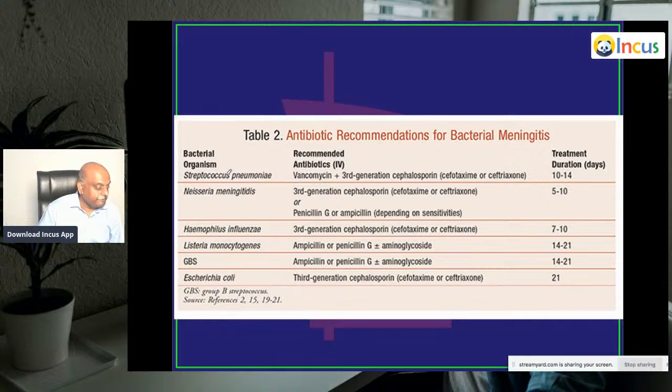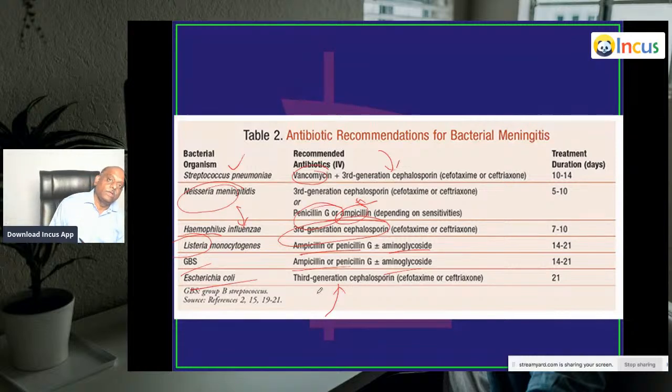So, if you take the organism, for Streptococcus pneumoniae, vancomycin plus third generation cephalosporin is great. For Neisseria, third generation cephalosporin or penicillin G or ampicillin is good. H influenzae, only third generation cephalosporin. Listeria, ampicillin or penicillin plus aminoglycoside. And group B streptococci, ampicillin or penicillin plus aminoglycoside. For E. coli, third generation cephalosporins. So what organism, what age group, what antibiotic, what duration? Keep it at the tip of your tips. Definitely an upcoming MCQ.